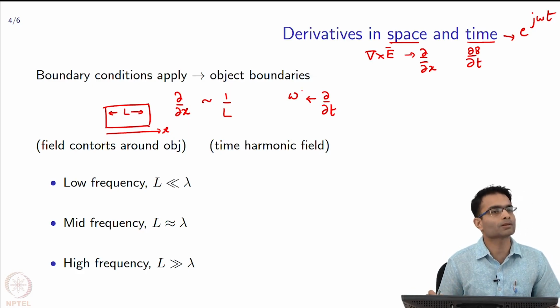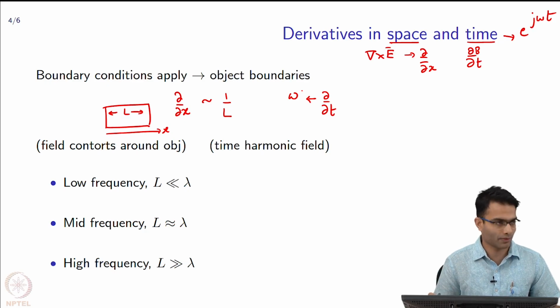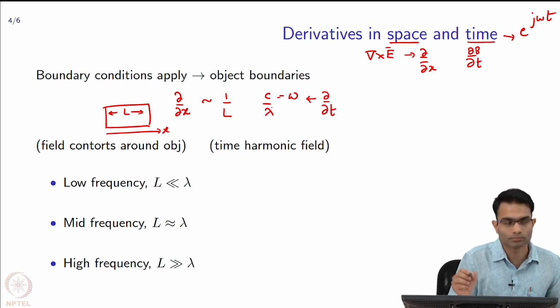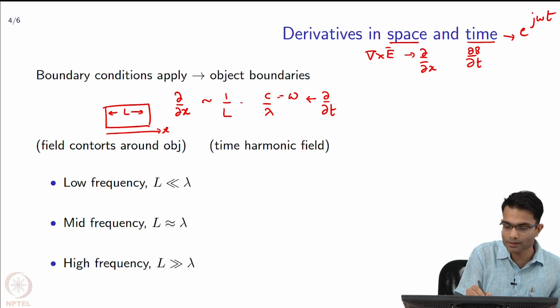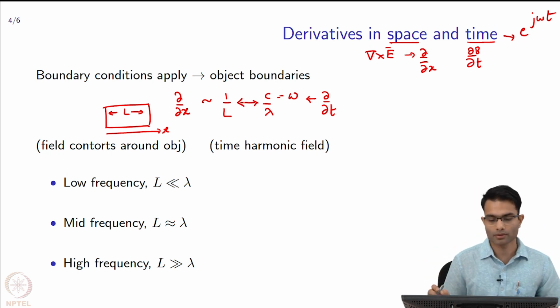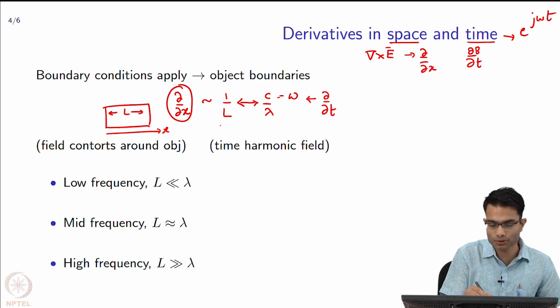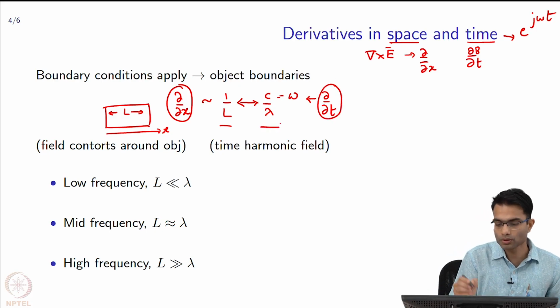And omega in terms of wavelength is inversely related, right? So this is going to be c by lambda. Forget all the constants. All the action really is happening in the relation between these two terms. So I have a space derivative which is proportional to 1 by L. I have a time derivative which is proportional to 1 by lambda.